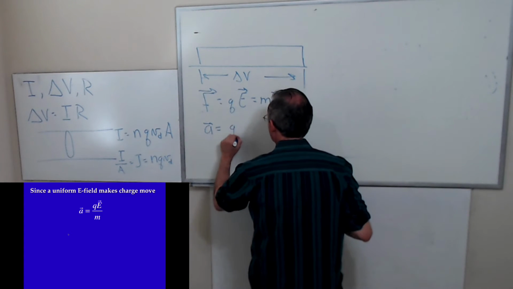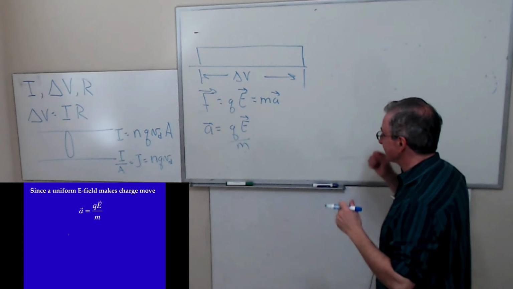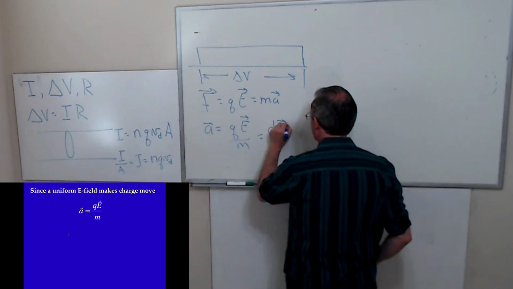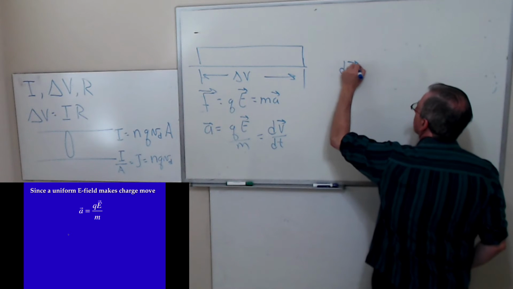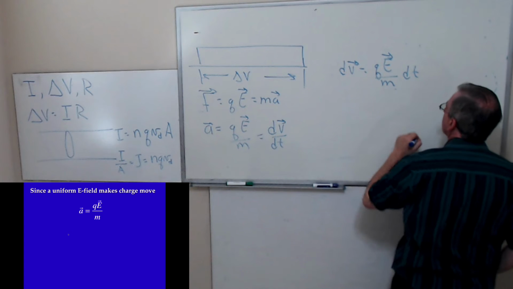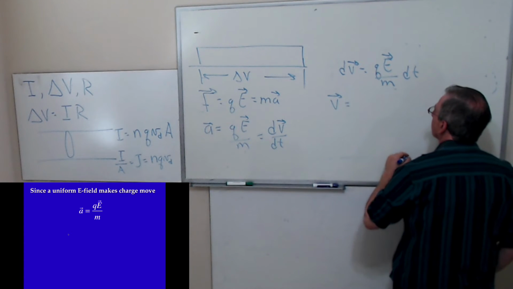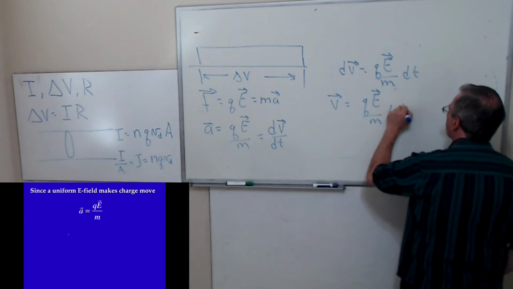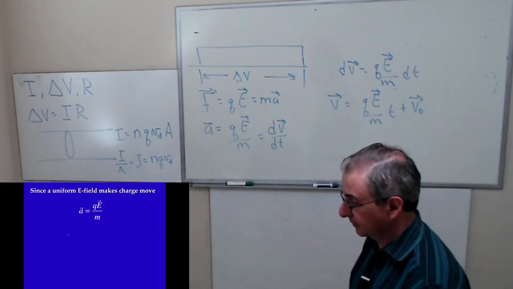A is QE over M. Let's say the field is uniform, which it typically is. Then can we solve for V? Well, this is dV/dt. So dV is QE over M dt. We integrate both sides, and what do we get? So we can derive an equation for the velocity of the particles.